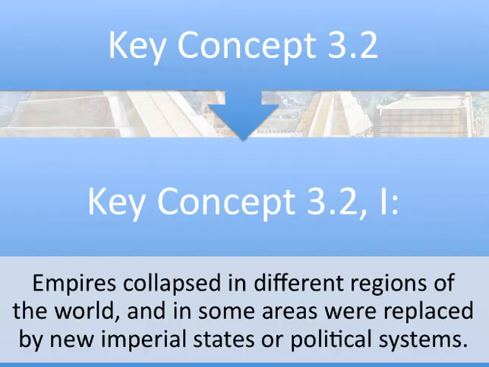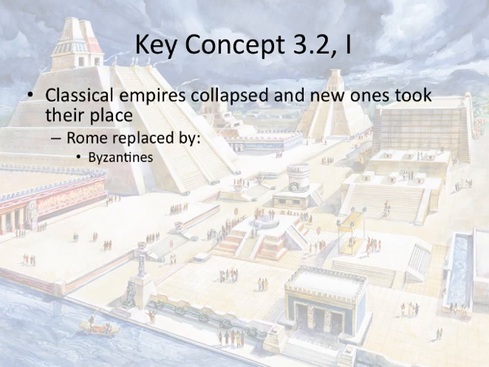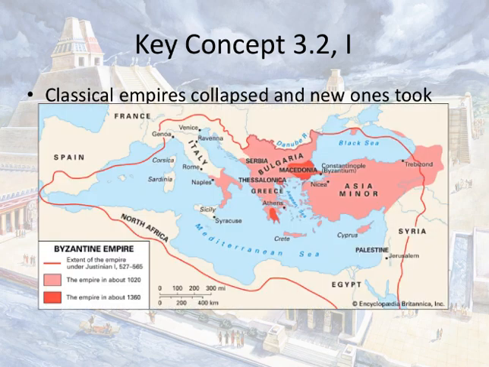Okay, so key concept 3.2 Roman numeral 1 says empires collapsed in different regions of the world and in some areas were replaced by new imperial states or political systems. So let's go ahead and talk about what empires collapsed and what new ones emerged. So Rome is replaced by the Byzantine Empire, which is pictured here.